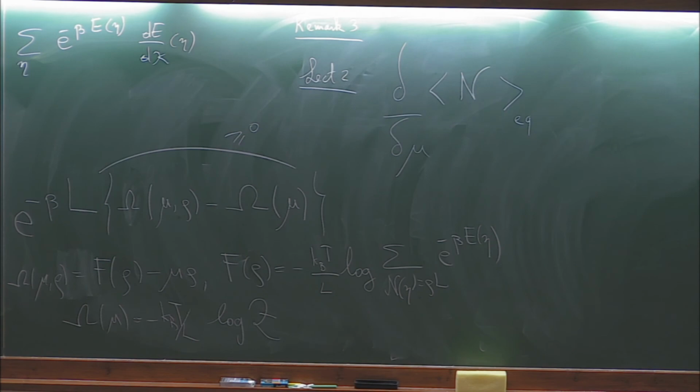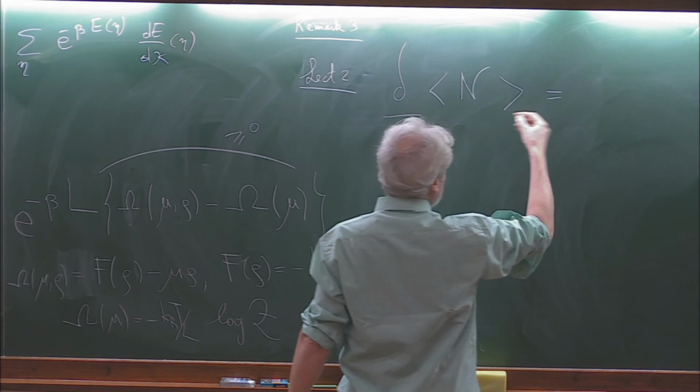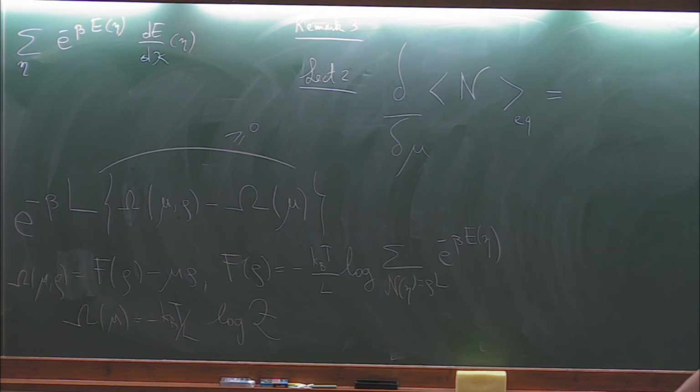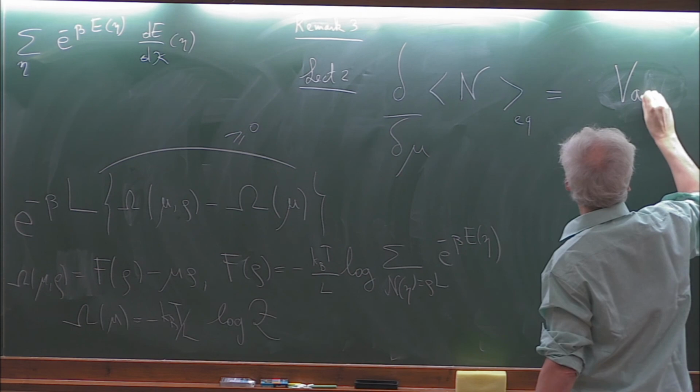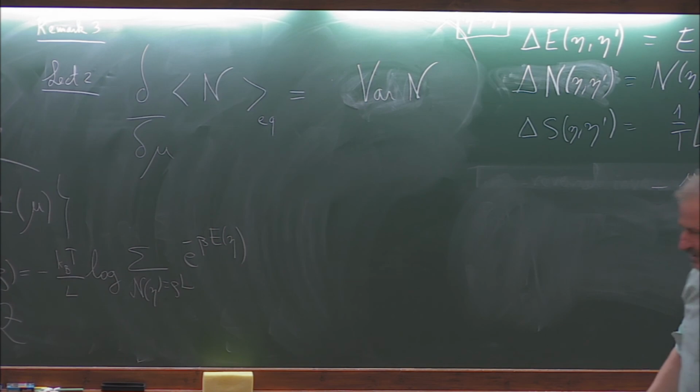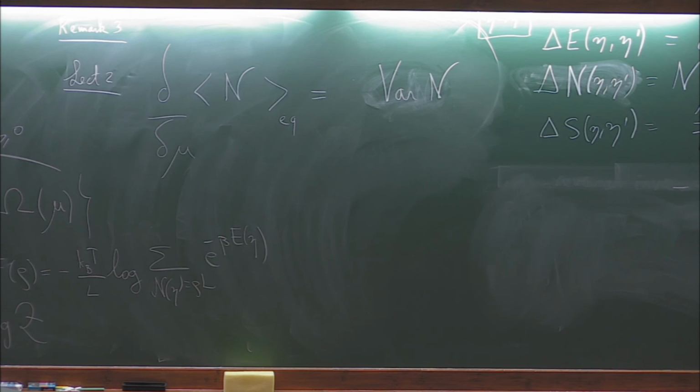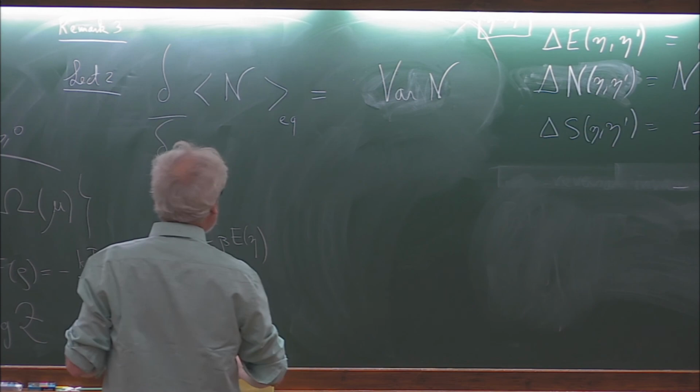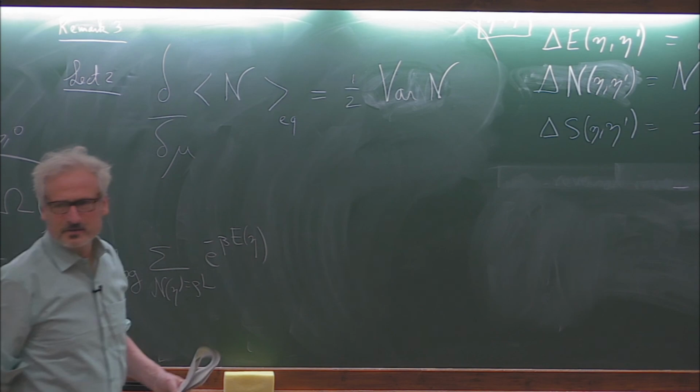And the answer is that if I'm looking at the change in chemical potential, it is basically the variance, no? Let me write the variance of this random variable, the number of particles, in the equilibrium ensemble, and maybe there is a factor of 1/2 or so around, I don't remember. I don't know whether it is 1/2 or not. Maybe somebody knows. Let me put 1/2. We will check in a moment.